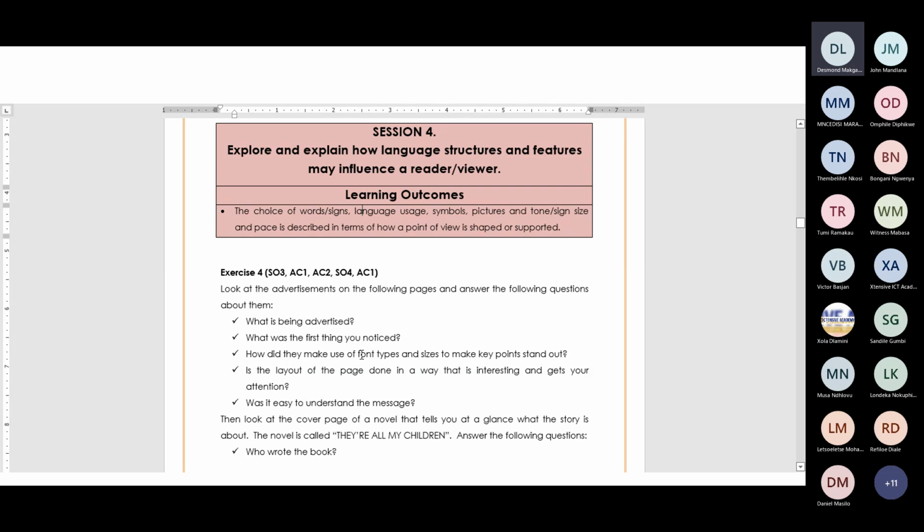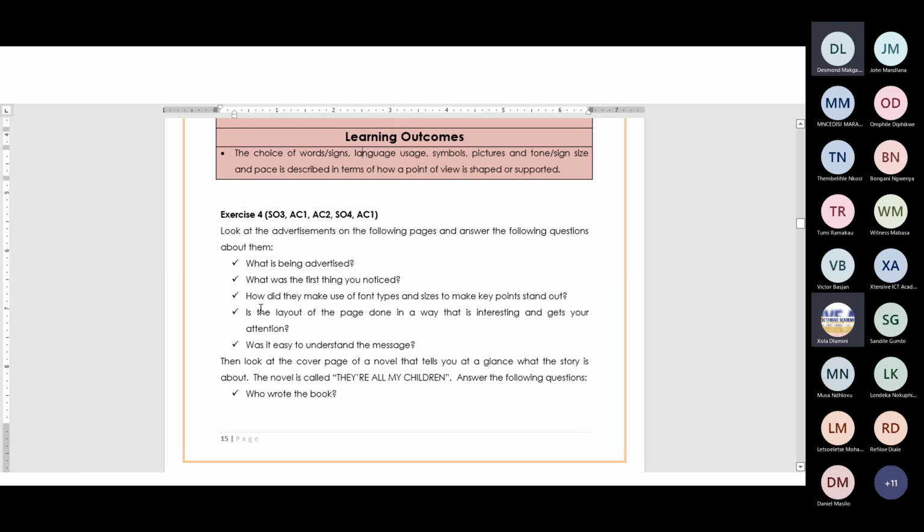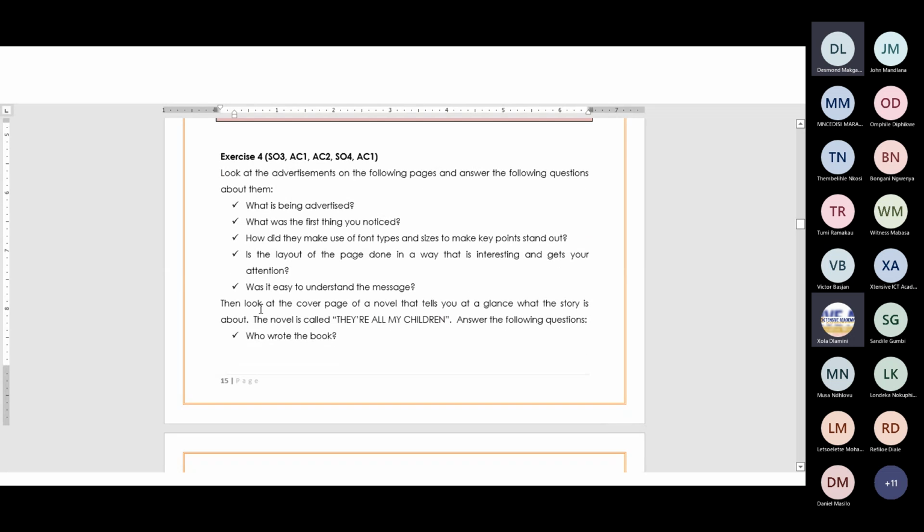Right. Now, very importantly, let me see, have I got these advertisements? Yes. So the task here is the advertisements on the following pages. We've got to look at them, then we must answer these questions here, right? What is being advertised? What was the first thing you noticed? How do they make use of font types and sizes to make key points stand out? Is the layout of the page done in a way that is interesting and gets your attention? Was it easy to understand the message?